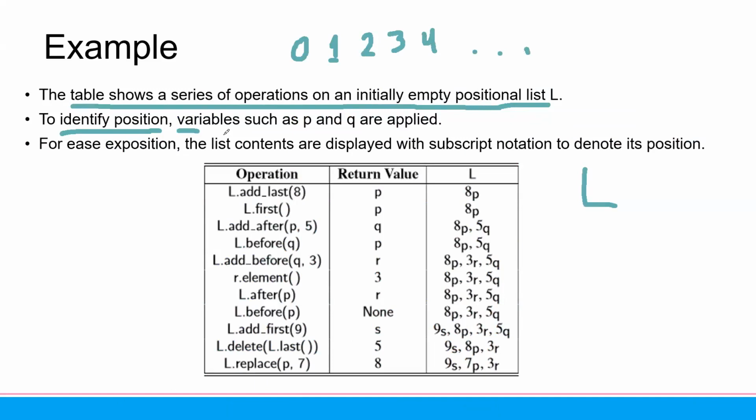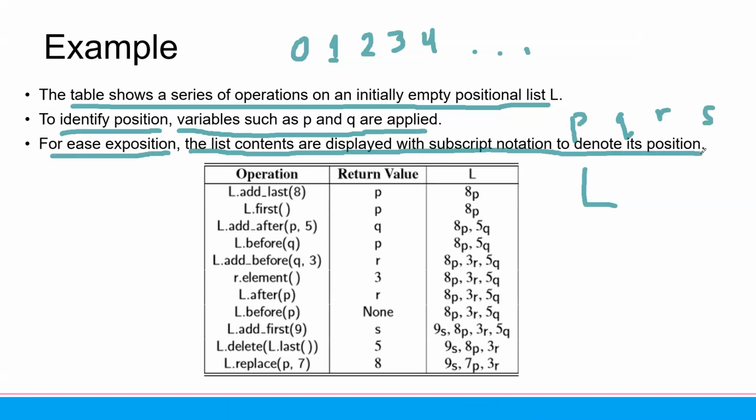And in this case, I'm using variables like P and Q and R and S. So we can have P, Q, R, S to indicate the positional list. For each exposition, the list contents are displayed with subscript notation to denote its position. So subscript means, for example, 8 sub P, the P in the below part, a little bit lower.